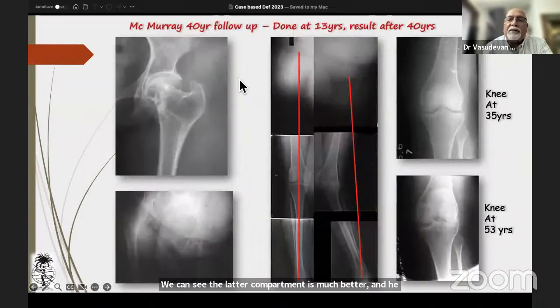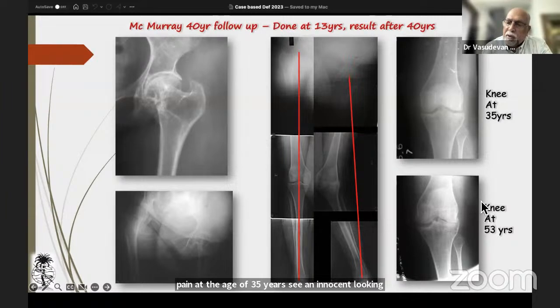This was a very, very interesting x-ray. A 13 or 14-year-old girl underwent a McMurray osteotomy. I think after many surgeries, an ununited femur healed after the McMurray osteotomy. She was happy with it, living with it, and developed knee pain at the age of 35 years. See, an innocent looking knee, a perfect knee at 35 years. She had knee pain at this time.